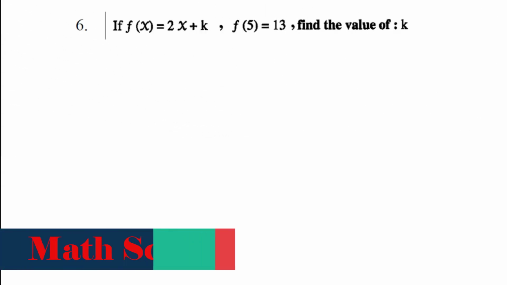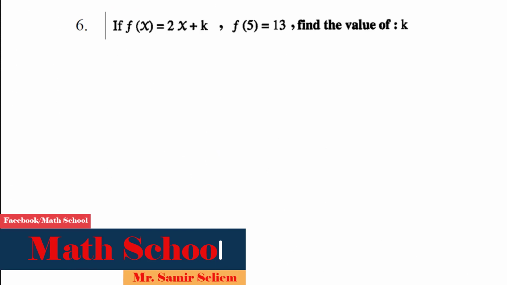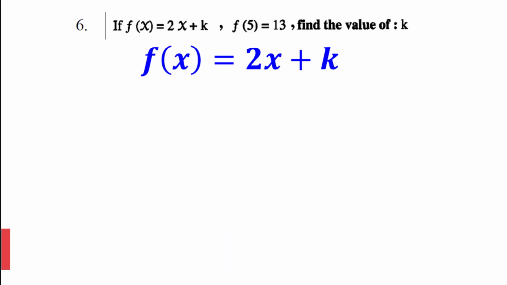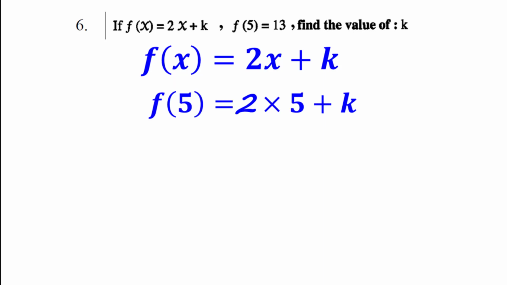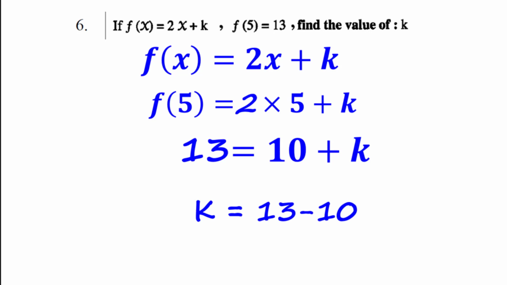It's an easy question. Number 6, f of x equals 2x plus k and f of 5 equals 13. Find the value of k. We have the main relation, which is f of x equals 2x plus k. Now f of 5 equals 13. Now we can cancel x and write here 5. We can get that f of 5 equals 2 times 5 equals 10 plus k. But f of 5 equals what, guys? Equals 13. So cancel it and write 13. We will get that 13 equals 10 plus k. Now move 10 to the other side in inverse sign. We can get that k equals 13 minus 10, so k equals 3.